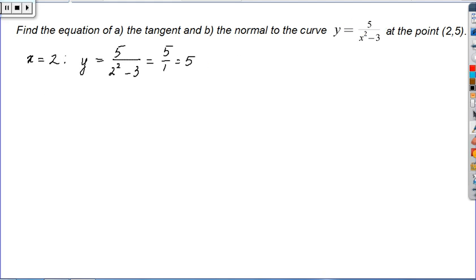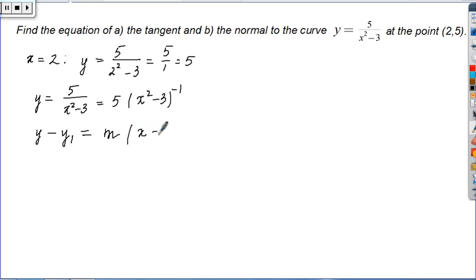So now, let's write our equation for the curve in the index form. So I have 5 over x squared minus 3, and now I will write it in the index form as 5 times (x squared minus 3) to the power of minus 1. Now we need to find the tangent, we need to know the gradient. The formula for finding the equation of a line is y minus y1 equals gradient m times (x minus x1). How can we find the gradient m?